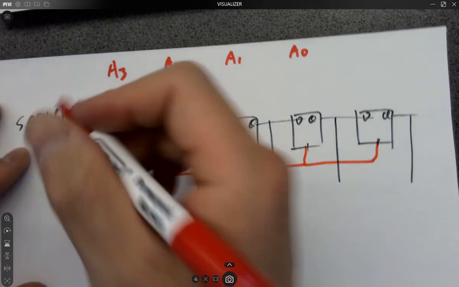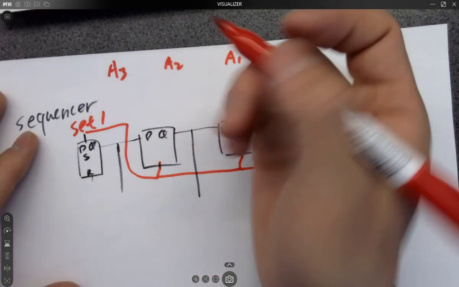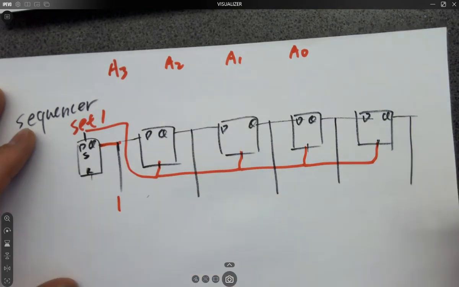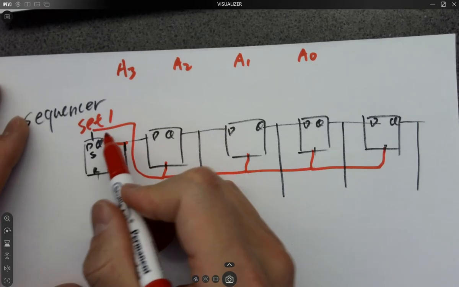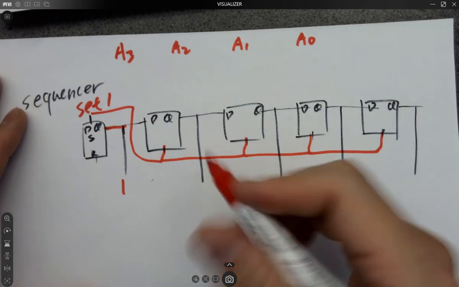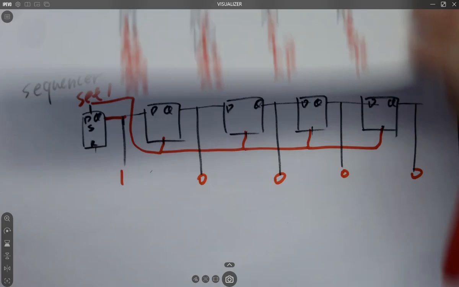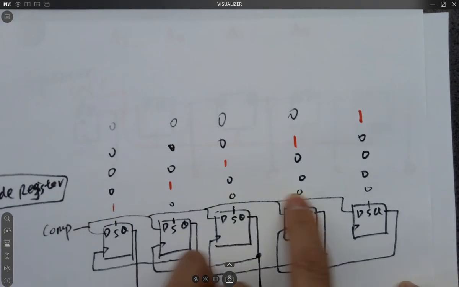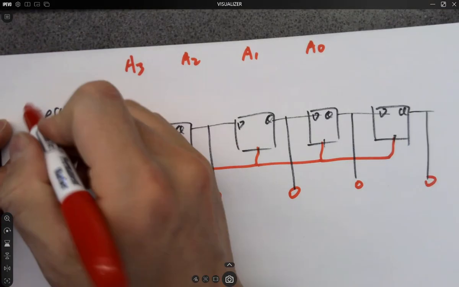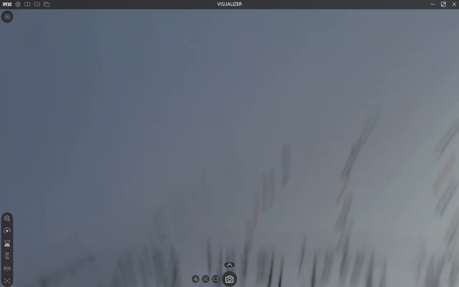And why does that work? Because at the very beginning, I'm going to give a 1 here. So this D flip-flop will be set. I'm getting a 1 here. However, this set pin is shorted to the reset of the following registers, and so the following ones are getting zeros, right? They're getting reset. So that is why we have this code at the very beginning. And this structure on the top is called the sequencer, and the bottom one here is called the code register.